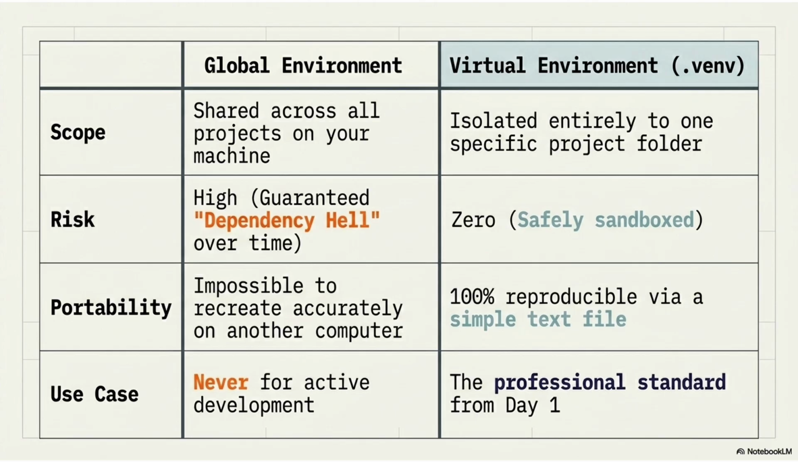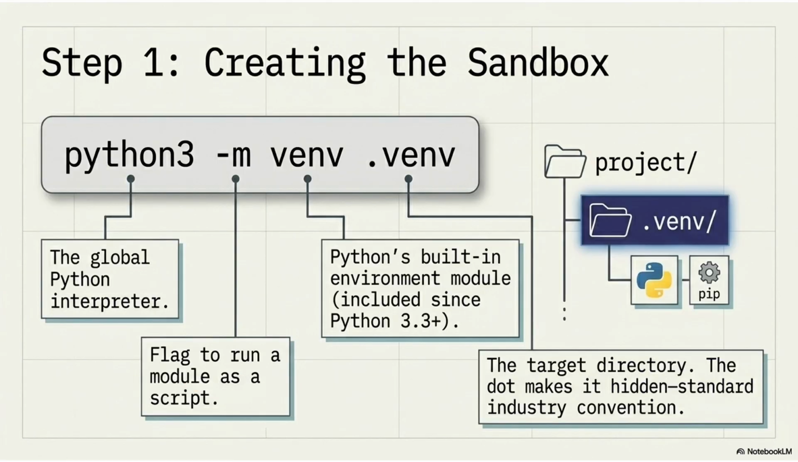Portability. Global environments are impossible to recreate accurately on another computer. Virtual environments are 100% reproducible via a simple text file, requirements.txt. Use case. Global environments are marked never for active development. Virtual environments are the professional standard from day one. There's no trade-off here. Virtual environments are strictly superior for project work. The only reason to use the global environment is for one-off system tools. For every assignment in this course and every Python project you build, you must use a virtual environment.